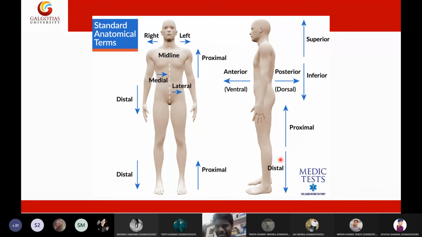Actually, for me, these are very, very fundamental basics. I'm not getting much interest. You got some idea, right? The terms of the human body. Can I ask questions on those terms?